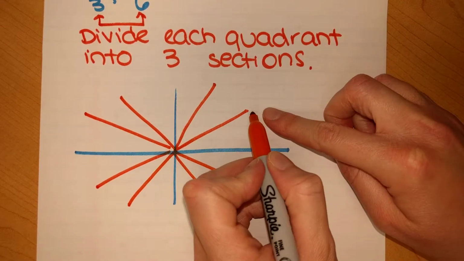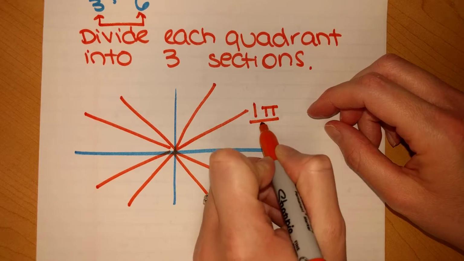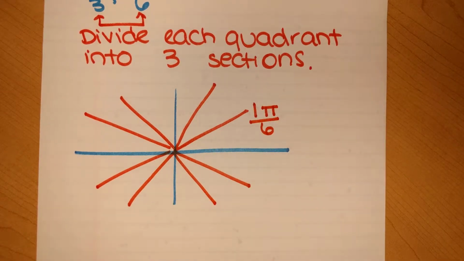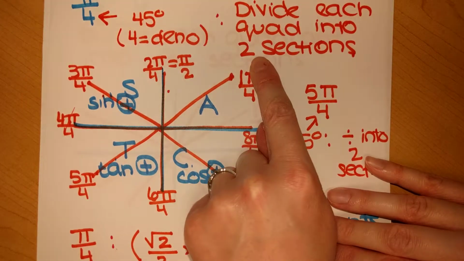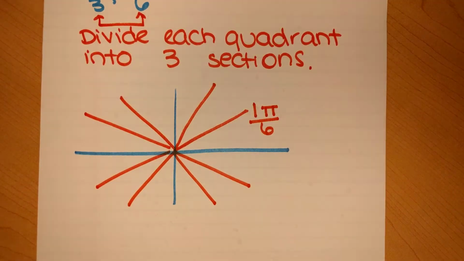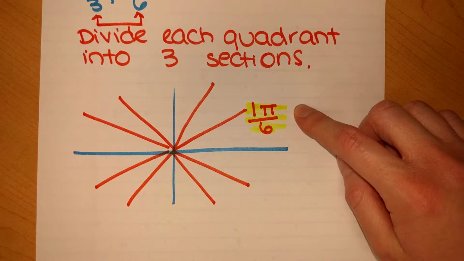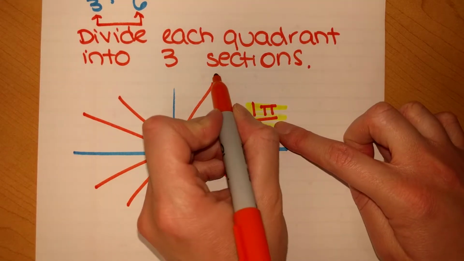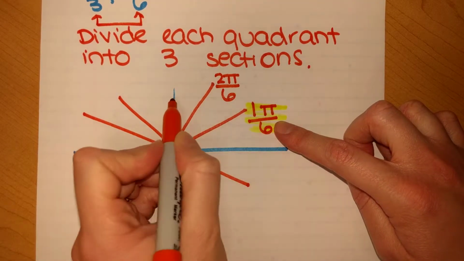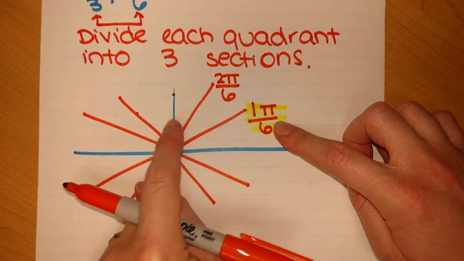Now, you start with the first line division that you draw, and this becomes 1 pi over 6. So in the last section that we were talking about with pi over 4, when you divide it into 2 sections, your first line becomes 1 pi over 4. Here, when we divide each quadrant into 3 sections, our first line is going to be pi over 6. So we'll have 1 pi over 6, 2 pi over 6, and remember, we always count every single line that is after that, so including the axis.